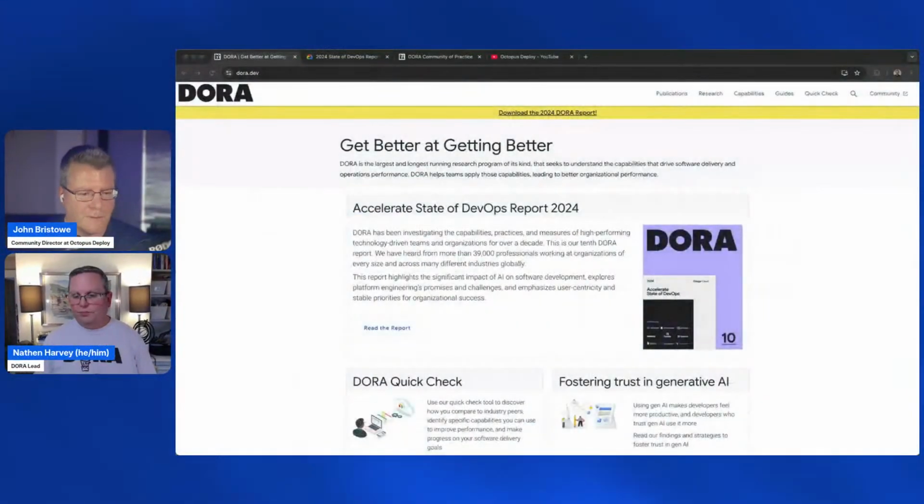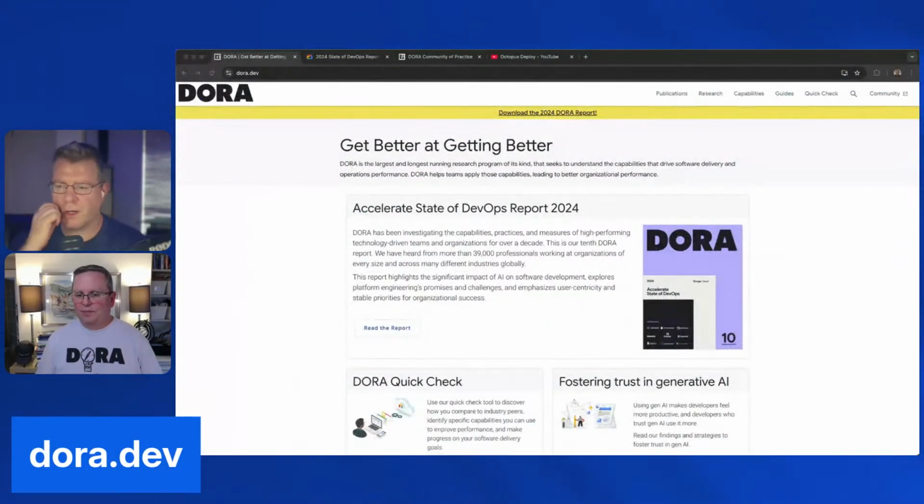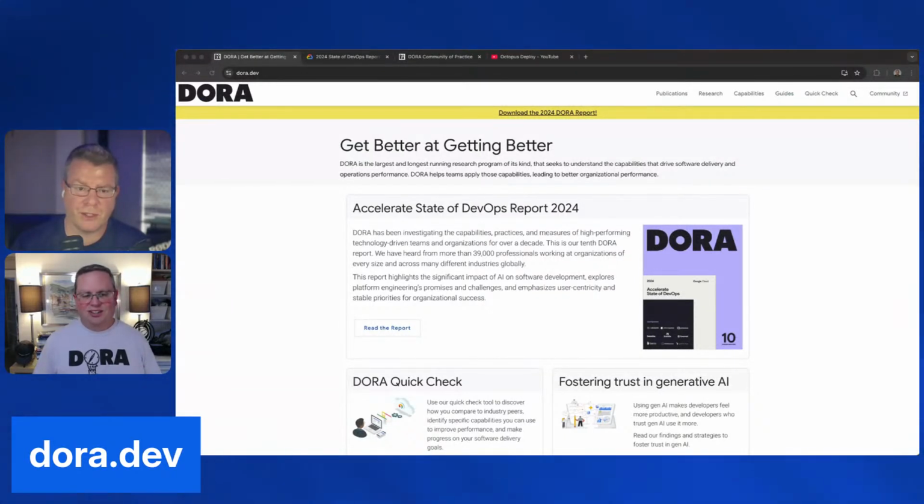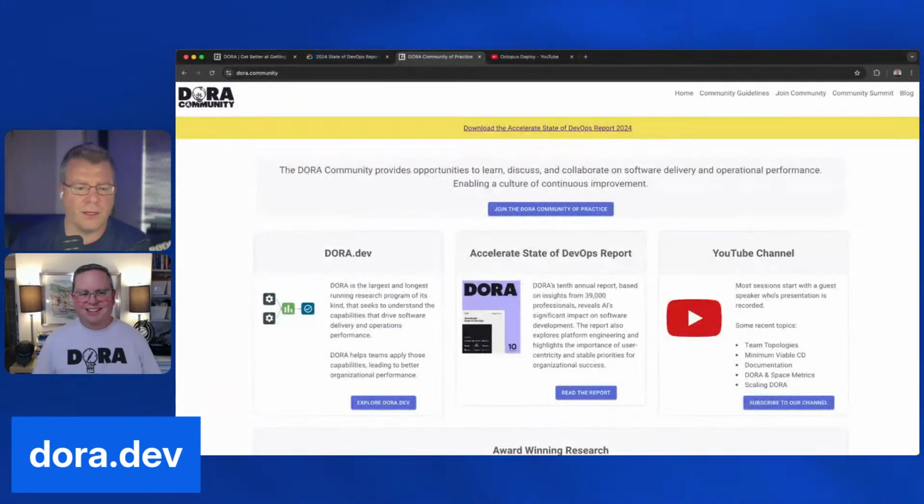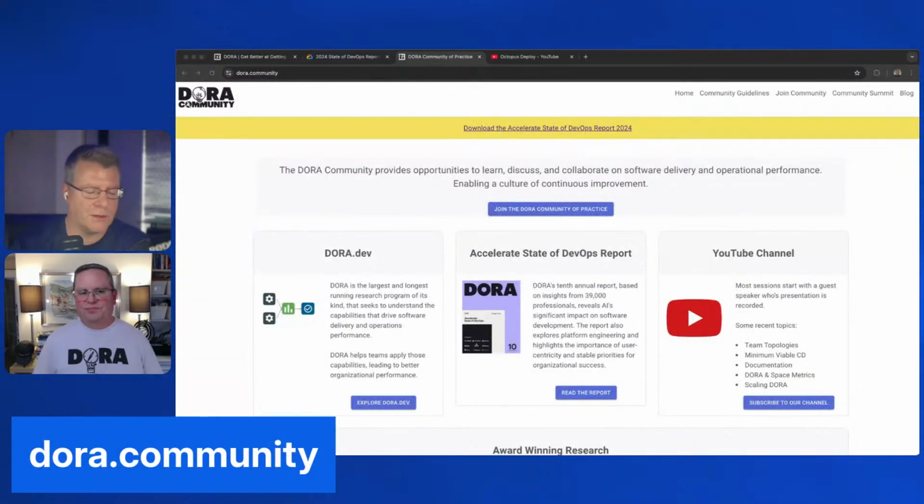So the site itself is dora.dev, where you can find the report itself. As Nathen was mentioning, there's a bunch of information there. Definitely worth checking out, not just the report, but a bunch of interactive tools and elements that you can use, research capabilities, guides, the whole Megillah, as they say. The other one is the community, which is at dora.community. Tell us a little bit about this.